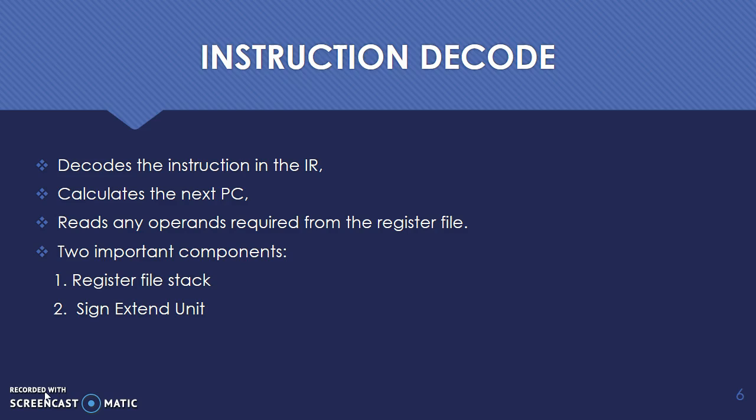In the instruction decode stage, the instruction is decoded and the next PC is calculated, and it also reads any operands required from the register file. This stage contains 2 important components: the register file stack and the sign extend unit. The register file stack is 32-bit and the sign extend unit is used to forward the immediate value in an instruction set.